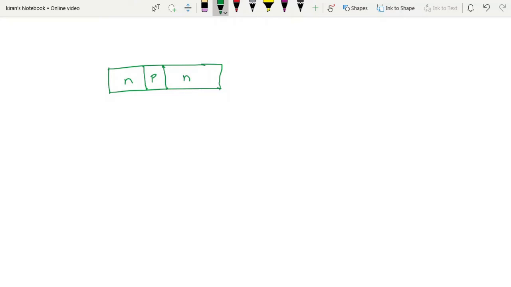Which one is the emitter? The one which has a moderate size, so this is the emitter. Which one is the base? The one with the smaller size. And which is the collector? The one with the larger size. What about the doping concentration? Which one has the highest doping concentration?